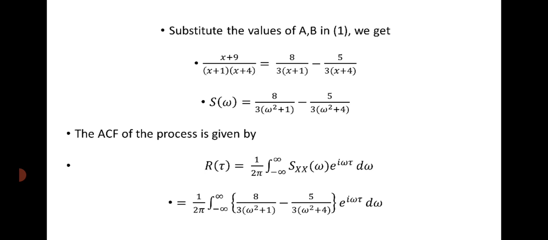R x of tau formula is 1 by 2 pi integral minus infinity to infinity S x of omega into e power i omega tau into d omega. Here we just substitute S x of omega which we found in the last step. After that we just split it into two terms and multiply e power i omega tau which is outside the bracket.